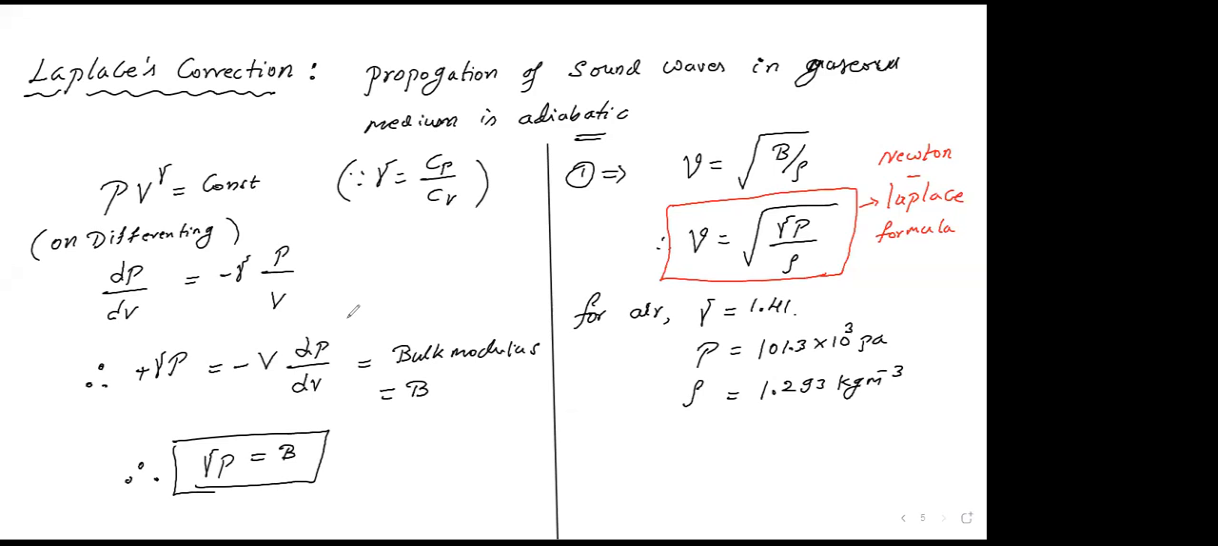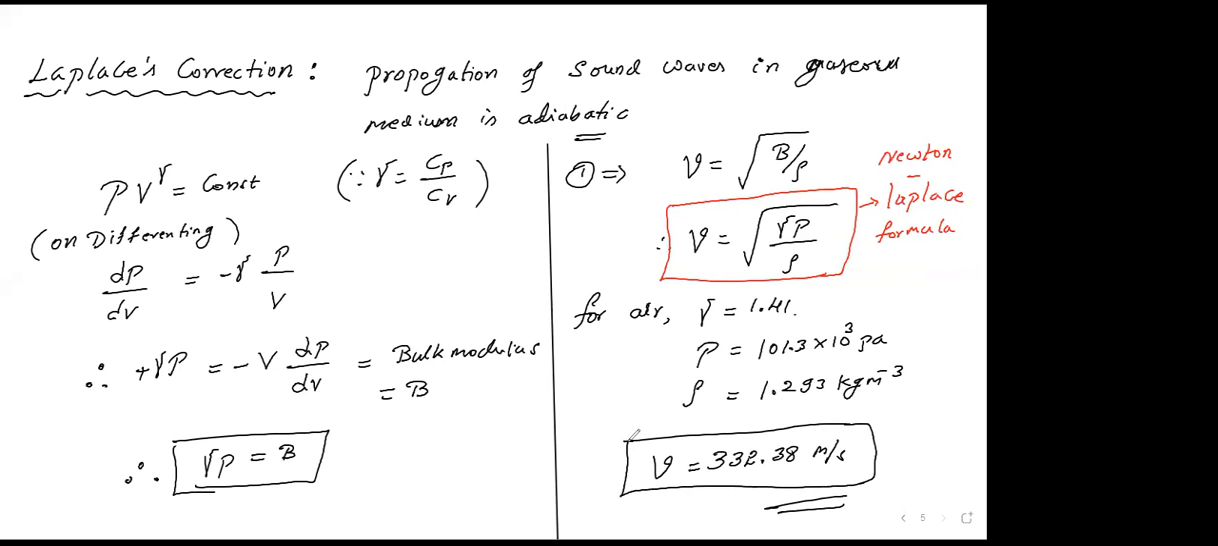Yes. So after substitution, we are getting the value of V, velocity of sound, as 332.38 meter per second. This is what our practical value also, correct? See, practically it is the same speed of sound. So this is the Laplace correction.